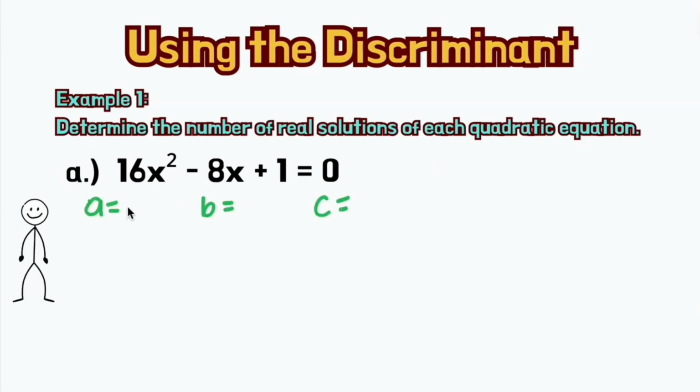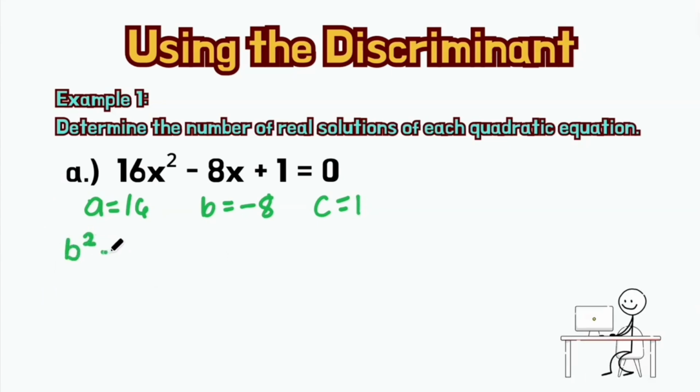These are the coefficients. The a would be 16, this one. Negative 8 yung b natin. And c would be 1. And we get to use the discriminant formula. So we have b squared minus 4ac. So ito yung nasa quadratic formula natin, right? So we have to use this one, plugging in the coefficients.